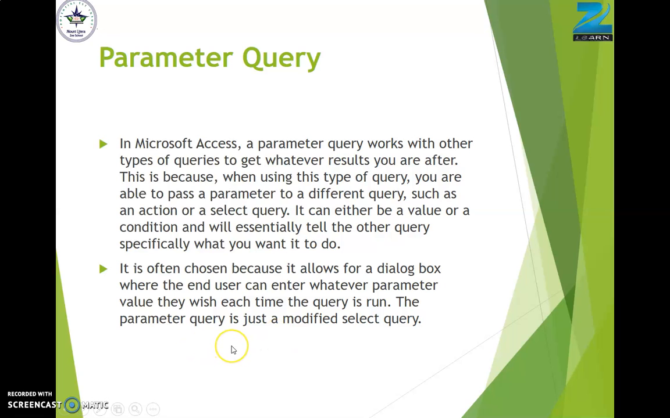The parameter query is just a modified select query. Okay, select query, what happens? We give the criteria. For example, I want students having greater than 80 marks, or I want all the students living in Piploth or Vesu. So directly I give the criteria. But in parameter query, what will happen? I will ask the user to enter the criteria whenever we run the query. So this type of queries are used mostly.